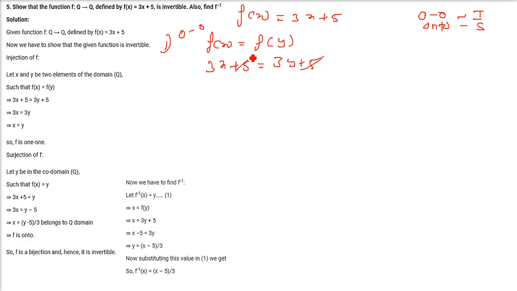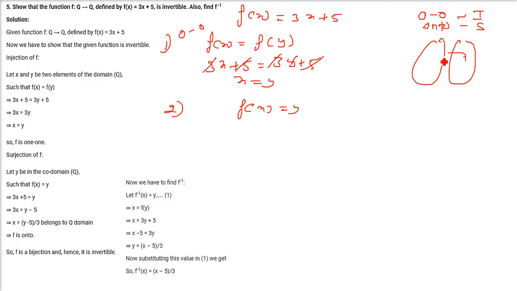You can subtract 5 from here and divide by 3. So you get x equals 5, x equals y. So this is 1-1. How about onto? f(x) is equal to y. So now x should be written in terms of y. Every y should have an image, a pre-image in x.